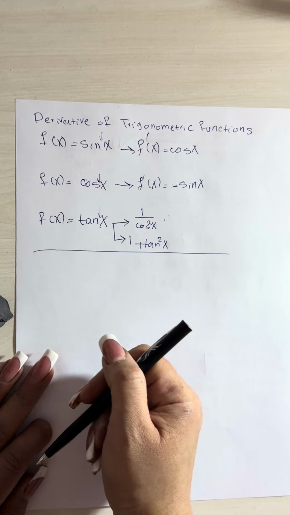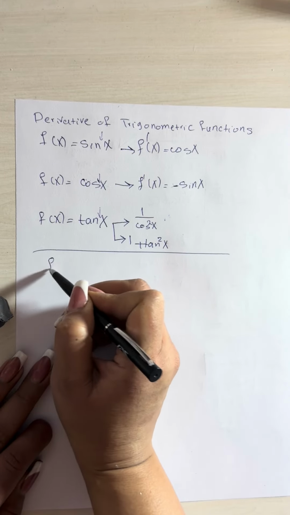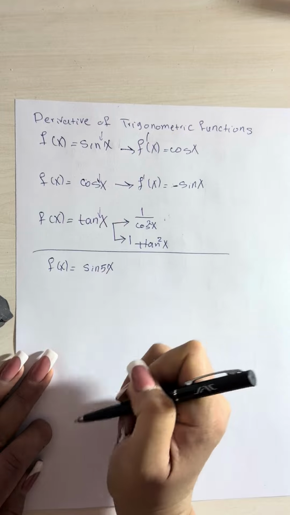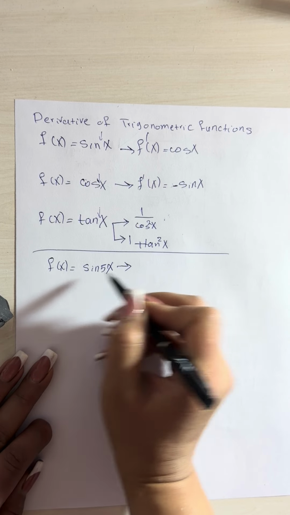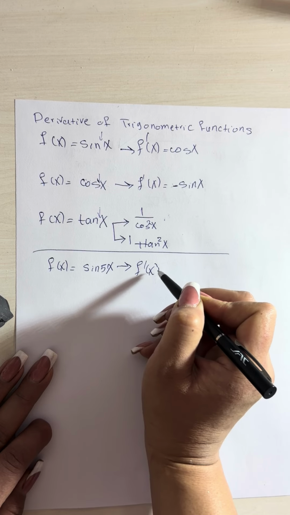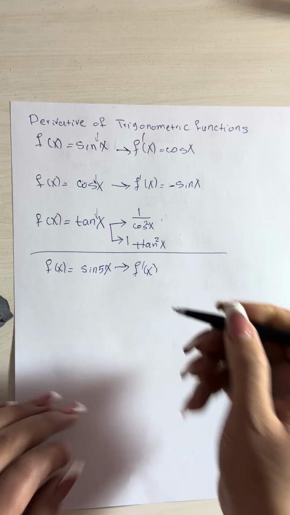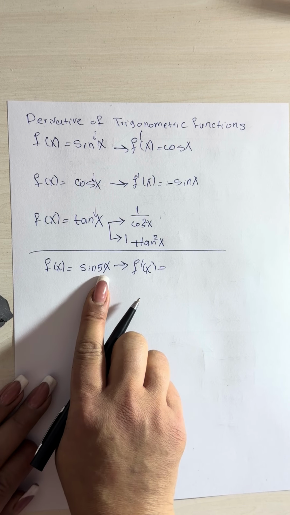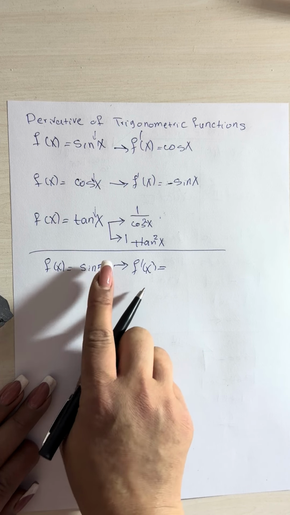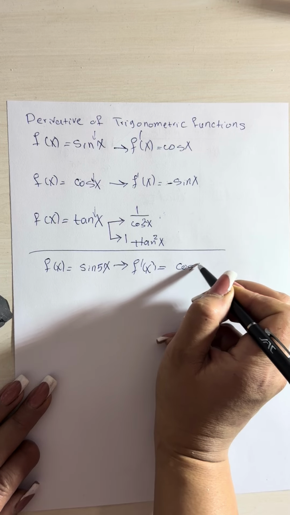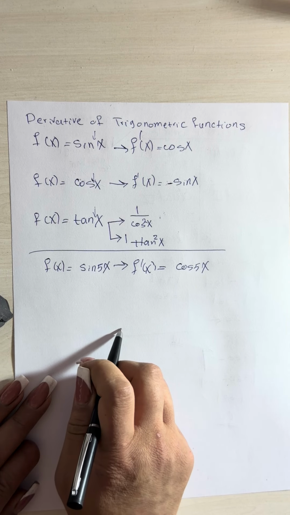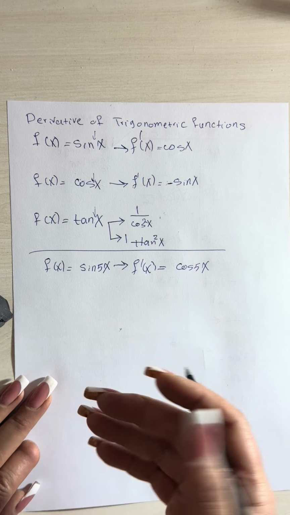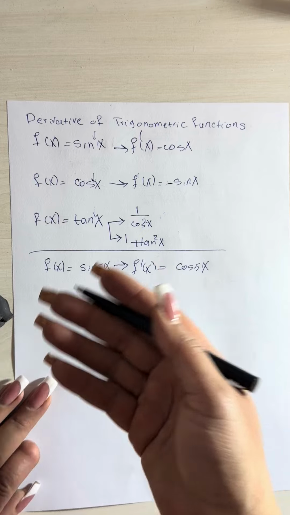But what if I had something else inside the sine? F of x is equal sine 5x. Now when we want to find the derivative, we will change the sine to cosine, keeping whatever you have inside the sine, which means the angle. So it's going to be cosine 5x. But here I have to say times the derivative of the angle.